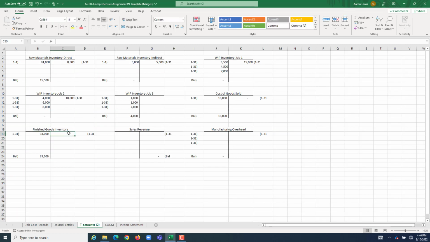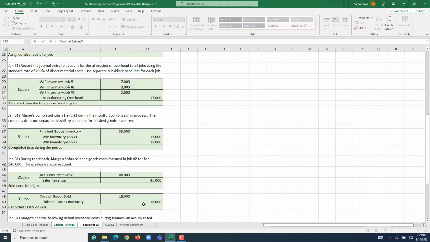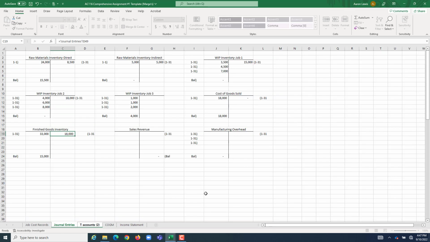And then when we made a sale, we credited finished goods inventory to take the cost out of finished goods. So let's go back to our journal entries and we'll find that right here. We credited finished goods inventory for $18,000. That means the balance of our finished goods inventory T account right now is 15 grand.